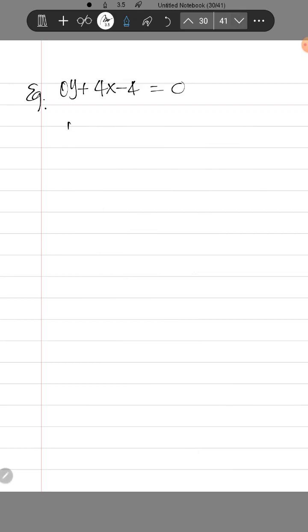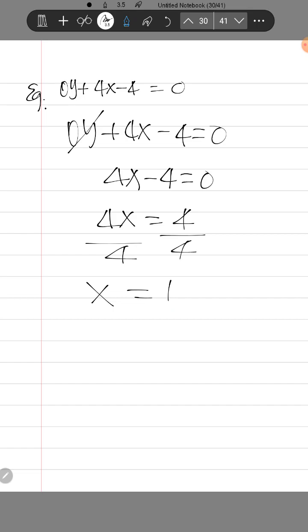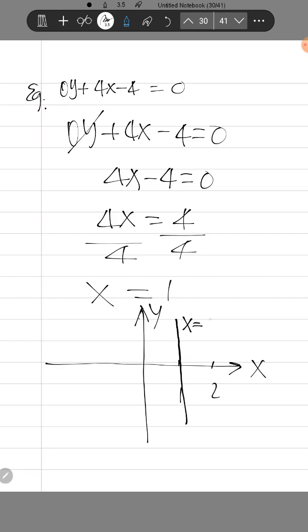The other way around here: 0y plus 4x minus 4 is equal to 0. The 0y term is 0, so 4x minus 4 is equal to 0. 4x is equal to 4. I divide both sides by 4. x is equal to 1. This is the graph of x is equal to 1. With the x-axis here and the y-axis here, I have 1 here. This is the graph x is equal to 1.